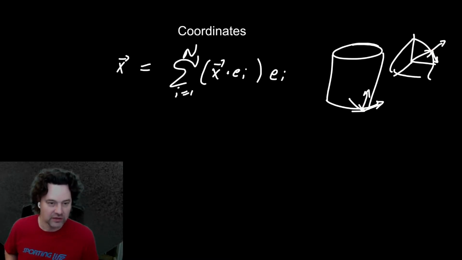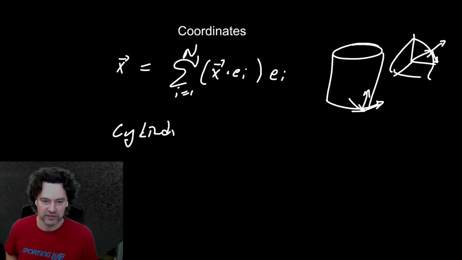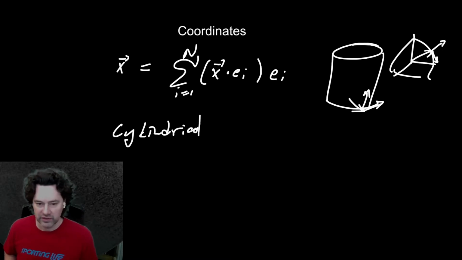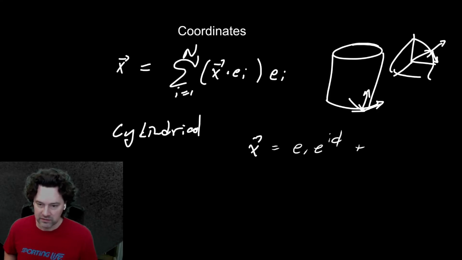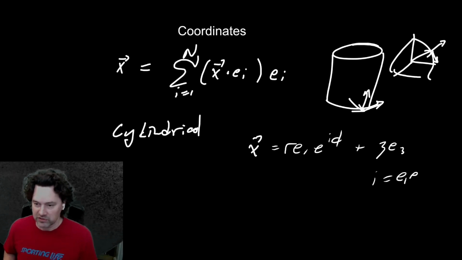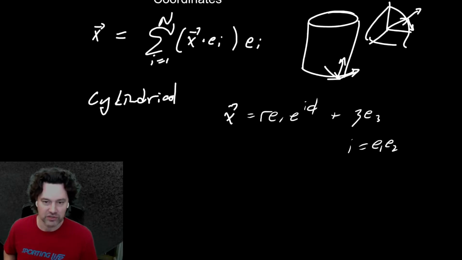So for example, let's say we have cylindrical. In cylindrical, our vectors are x equals e1 e to the I phi, r plus z e3. Here I've said I equals e1 times e2. This is a geometric algebra parameterization of the cylindrical position vector. You could do that in standard coordinates if you felt like it.